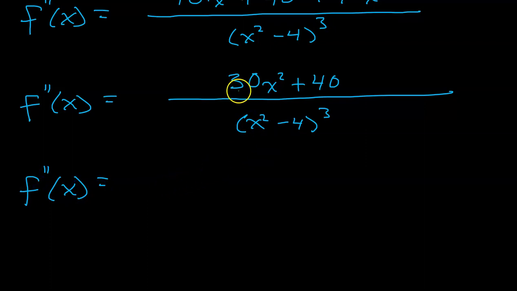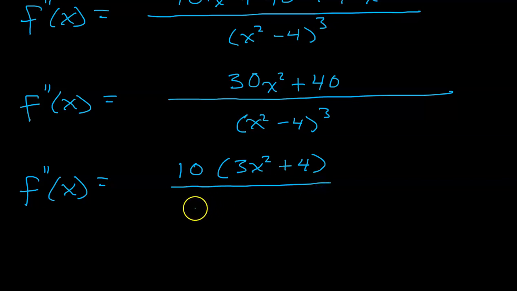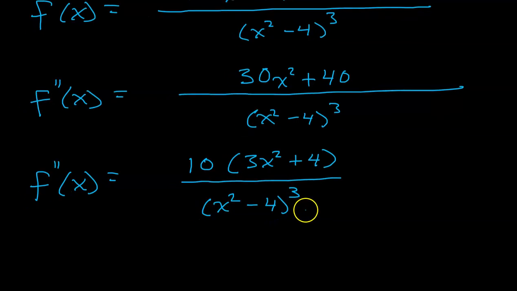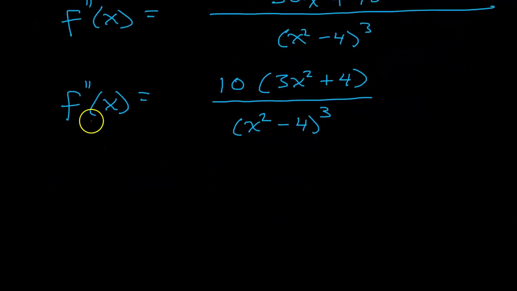Okay, I'm going to have to evaluate later, so it makes it easier if I take out the GCF of 10. So this would be 10 times 3x squared plus 4. All right, just makes it a bit easier to evaluate later. Over x squared minus 4 cubed. All right, we did it. This is the second derivative.